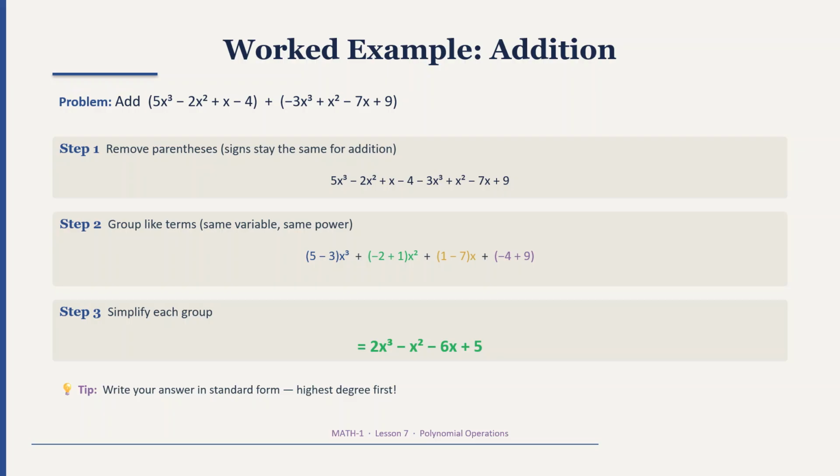Step 3. Write the final answer in standard form. 2x cubed minus x squared minus 6x plus 5. Always double check that your answer is in descending order of degree.